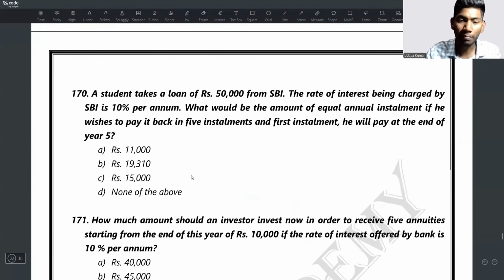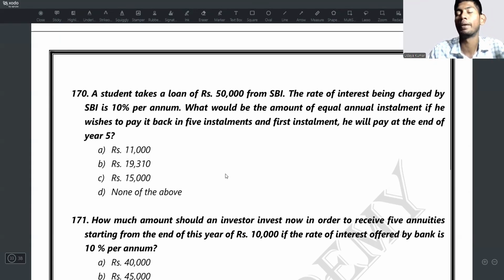So question number 170. A student takes a loan of rupees 50,000 from SBI. The rate of interest being charged by SBI is 10% per annum. What would be the amount of equal installment if he wishes to pay it back in 5 installments, and the first installment he will pay at the end of year 5? Okay, so with the formula you have to find the answer. Because this is an example of loan repayment with equal annual installments, where we need to calculate the amount of each installment using the present value of annuity formula.